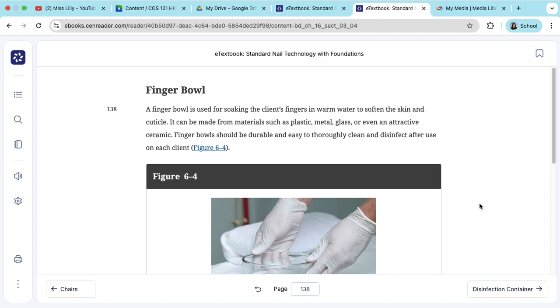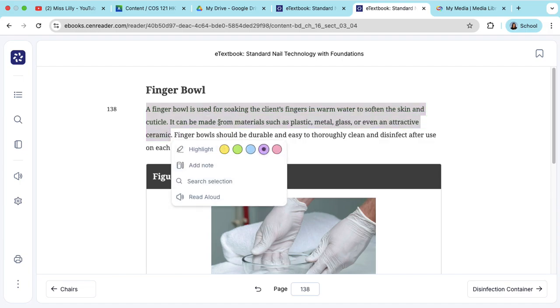Finger bowl. A finger bowl is used for soaking the client's fingers in warm water to soften the skin and the cuticle. This one can be made of plastic, metal, glass, or even an attractive ceramic.